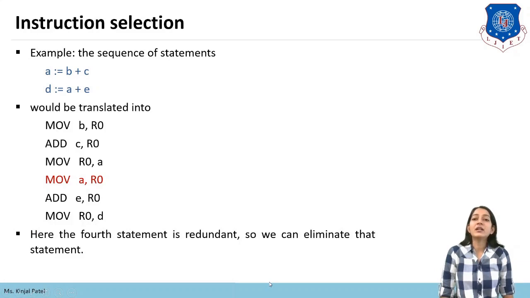You can see that in the third statement we have moved the value of R0 to A and then we are moving that value again into the R0 register. So instead of this we can remove move A comma R0 from the statement, so we can directly consider the statement move R0 comma A. So here we can remove these redundant lines from the statement using the code optimization phase. So this instruction selection is an issue in the code generation phase.